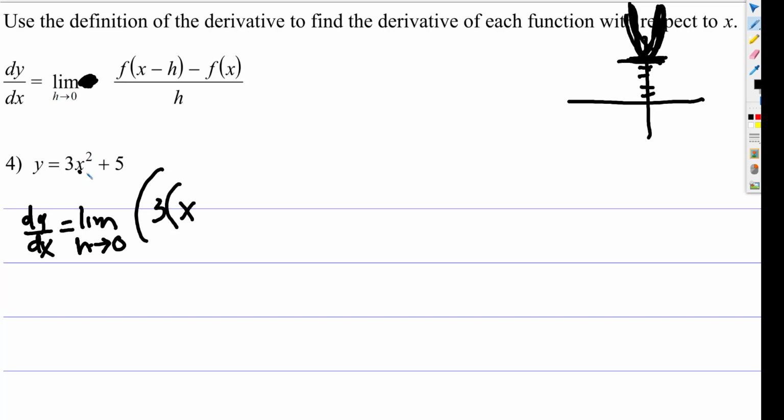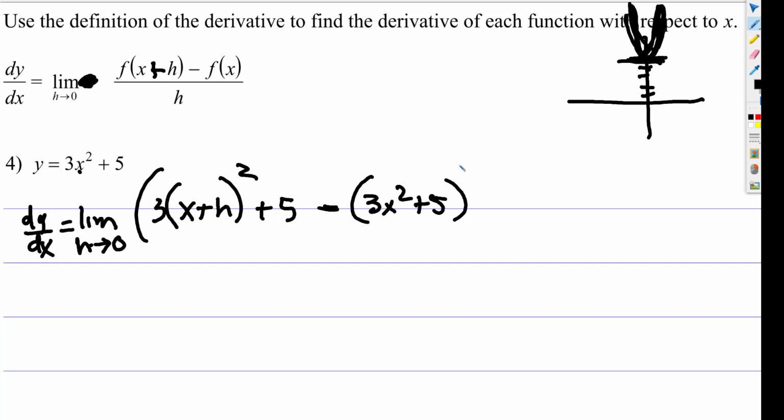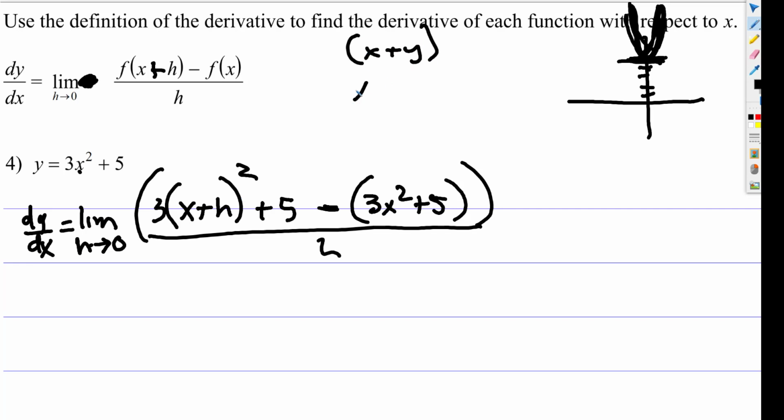and right there with that first x, it's f of x plus h squared plus 5 minus f of x, which is 3x squared plus 5, all over h. Well, now you have to take the time to square this. Remember, if there's x plus y, it would just be x squared plus 2xy plus y squared. Well, that's what it's going to be, except there'll be an h involved because it's x plus h.